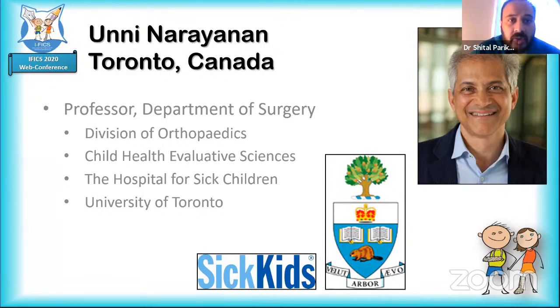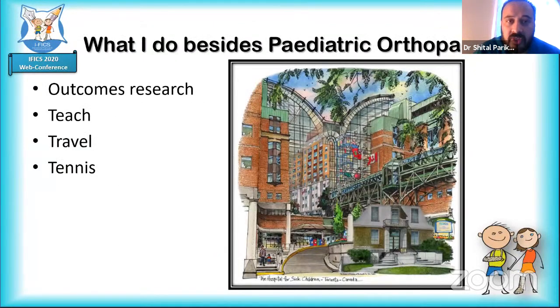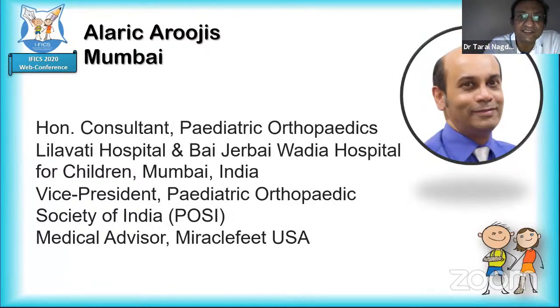Our next international faculty is Dr. Uni Narayanan. He's from Toronto, Canada. He's a professor in the Department of Surgery, Division of Orthopedics and Child Health Evaluative Sciences. Works at the Hospital for Sick Children at University of Toronto. Very talented, very gifted surgeon. And I would like to welcome him to this webinar. Besides pediatric orthopedics, he's interested in outcomes research. He teaches, travels, and he enjoys tennis. So welcome, Uni.